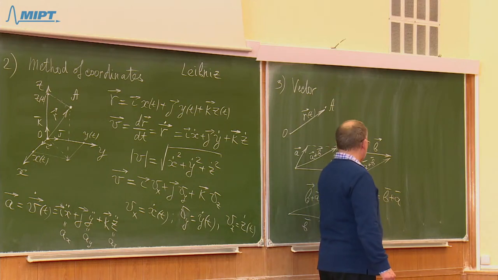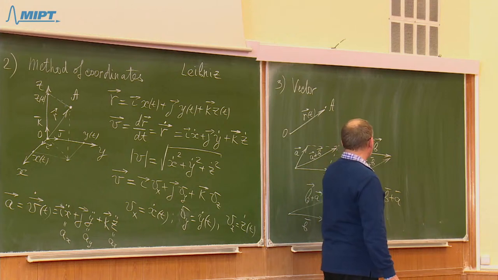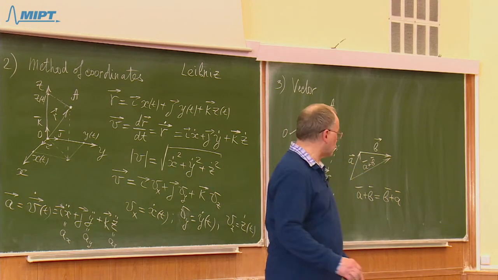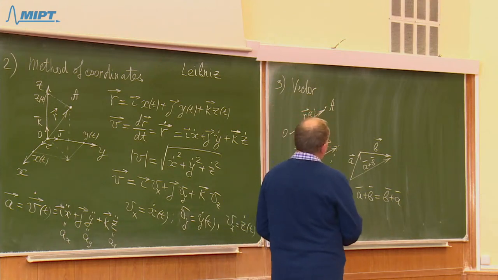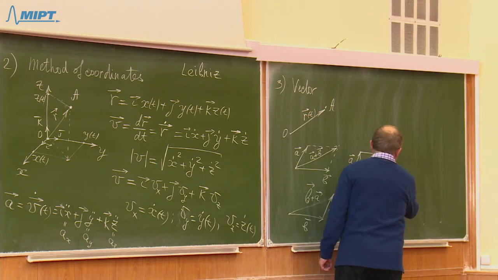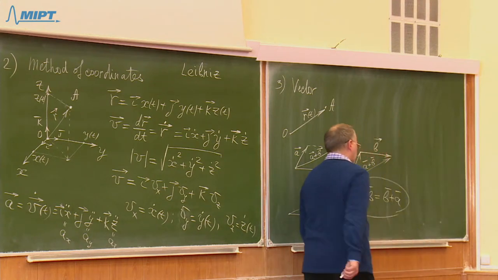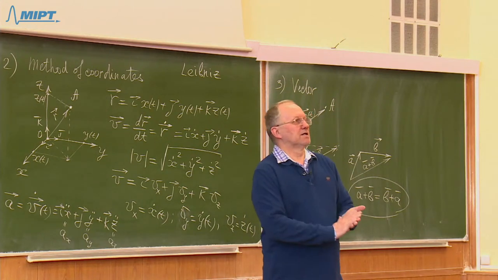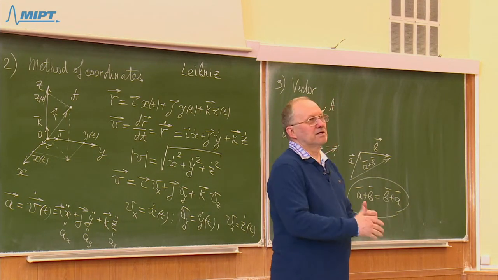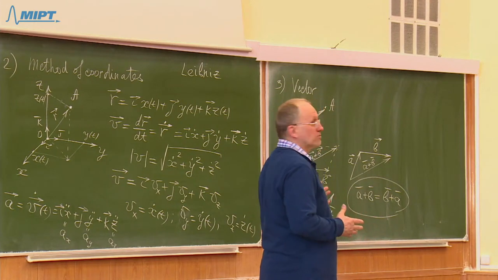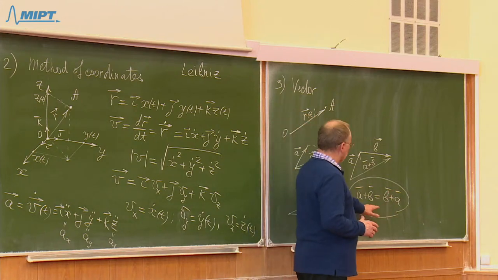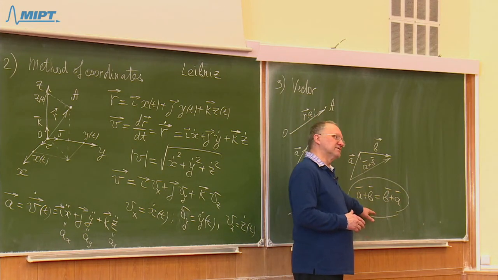That is the commutative law of addition. The result of adding two vectors does not depend on which order you choose to add the two vectors. This is a very important property of vectors. And this property is not always correct. It's not always true. Sometimes for some vectors, this formula holds. For other vectors, it's invalid.